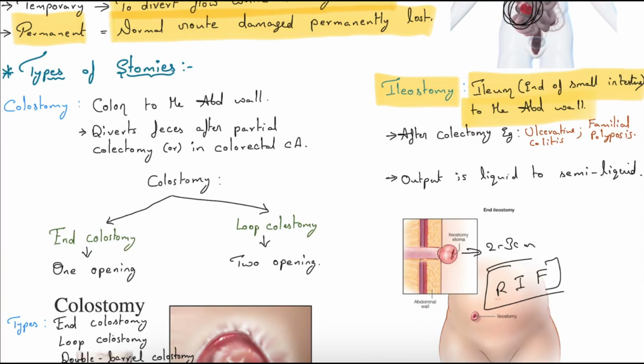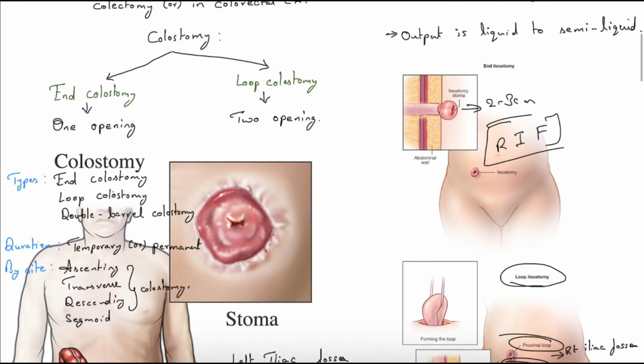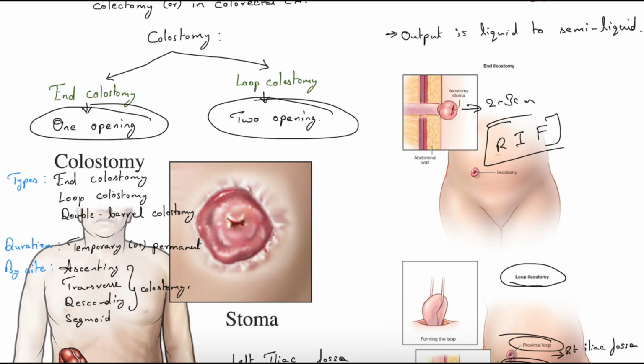Colostomy means the colon is brought to the abdominal wall, and it diverts feces after partial colectomy, or in colorectal cancer patients we can see colostomy. We have two different types of colostomies. One is loop colostomy, another one is end colostomy. In loop colostomy we can see two openings, and in end colostomy we can see one opening. This colostomy is created from the large intestine, and the output is more formed, with less fluid loss.